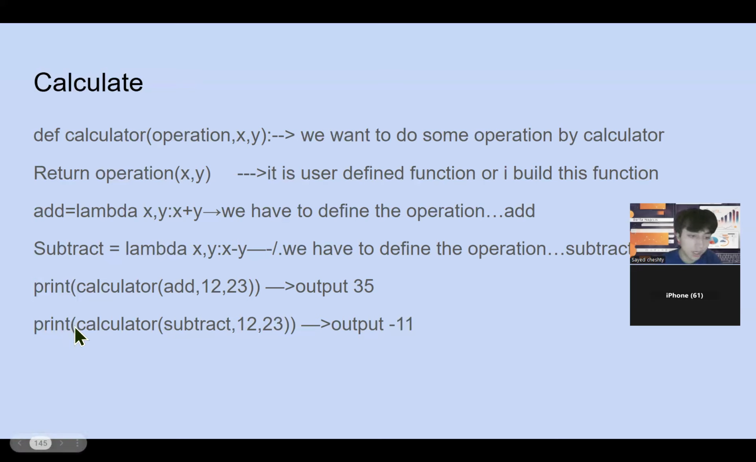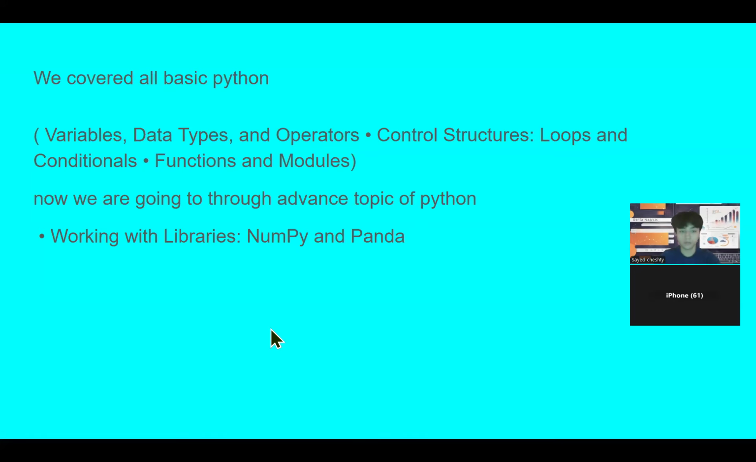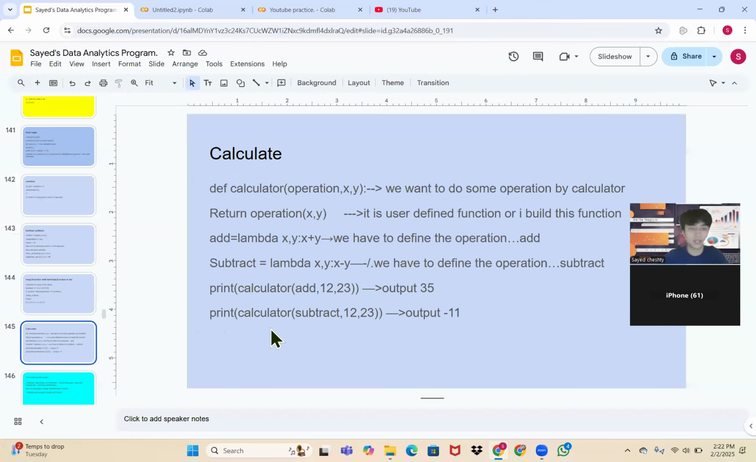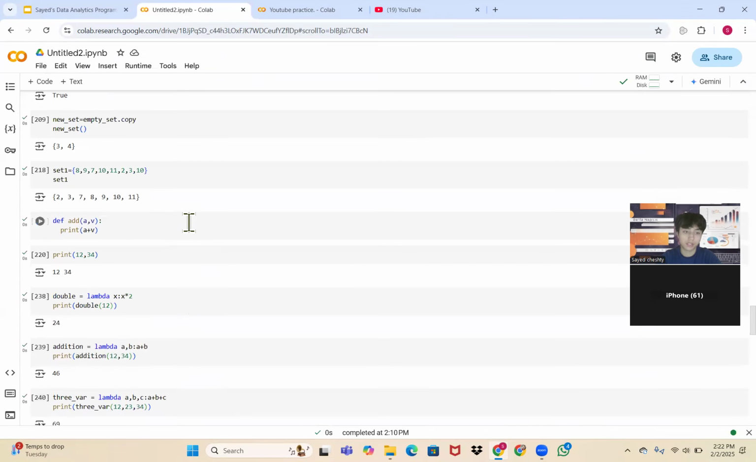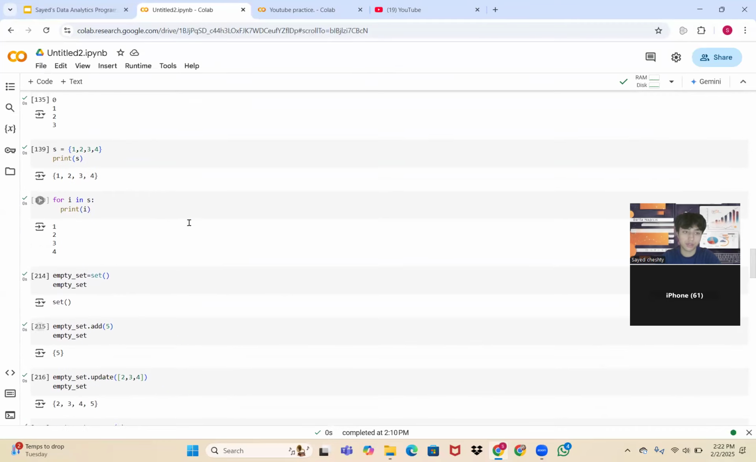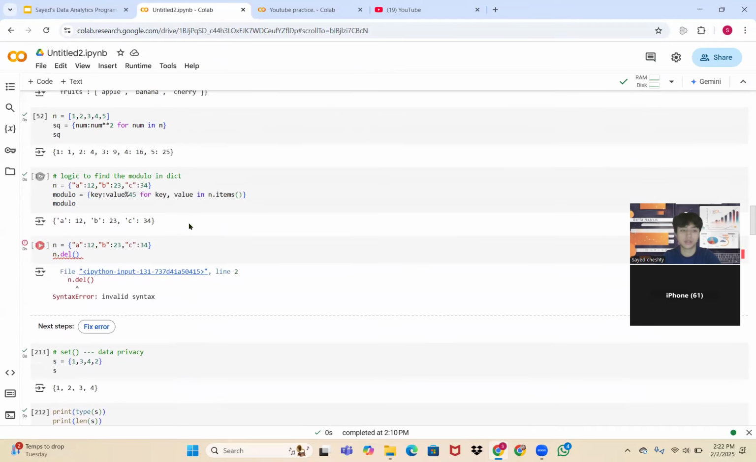Now, same thing here again, print parentheses calculator, subtract 12 and 23. The output will be negative 11, not 11, because if 23 was first and 12 was after, then it would become positive, as 23 is getting subtracted by 12. But since 12 is getting subtracted by 23, it has to give a negative output. So this is all we learned today. I didn't need to do that much coding because lambda is very easy to do and very easy to understand.